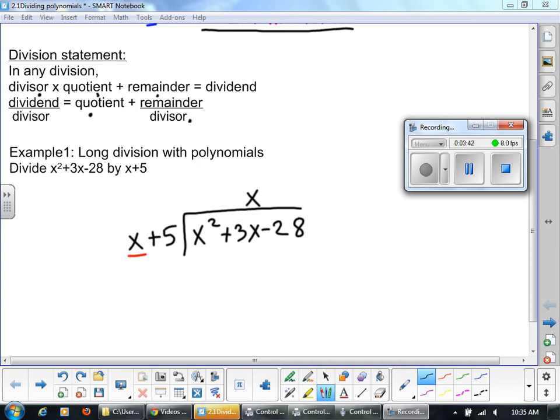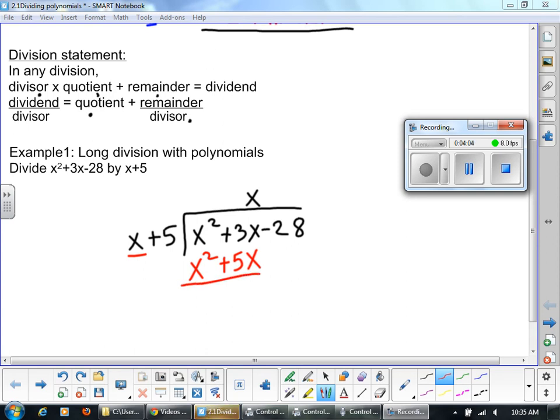Then the second step is the same as with 17 divided by 4. You're going to multiply x times x plus 5, the whole thing. So x times x is going to be x squared down under here. And then x times 5 is going to be 5x. Good so far? All right.